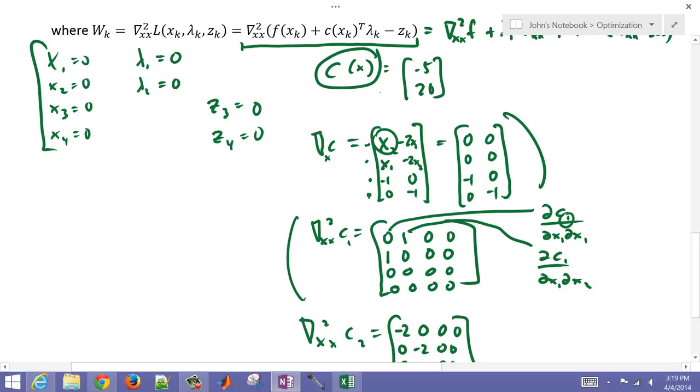Okay, so this is C1, and then this is C2, with respect to X1, X2, X3, and X4, and then C2 with respect to X1, X2, X3, and X4. Okay, so we just need to get the equation, evaluate the equations, get their first derivatives, and then also second derivatives.